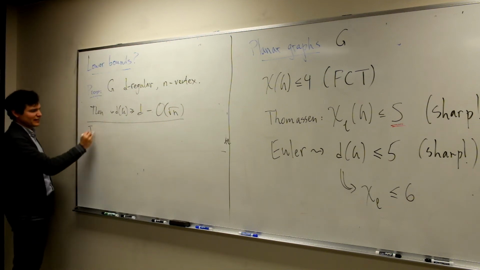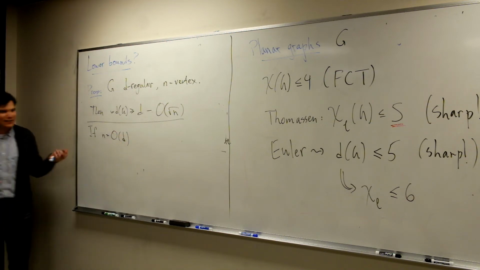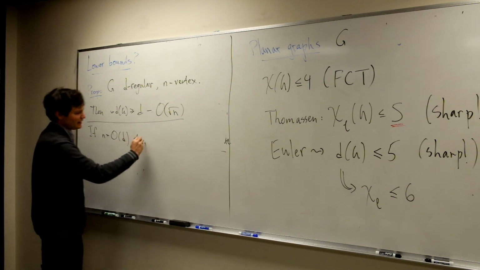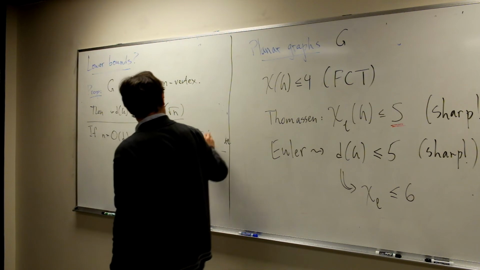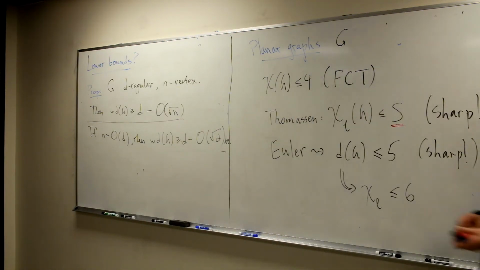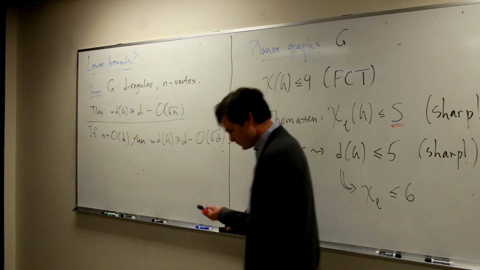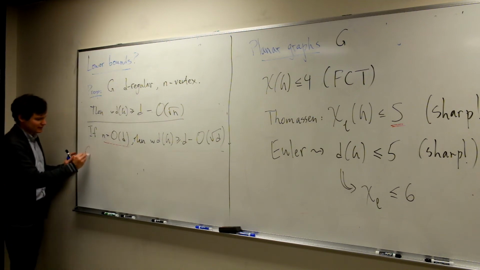as a corollary of this, if n is just something that's linear in d, which could happen, this is how many vertices you need to have a d-regular graph, then the weak degeneracy is at least d minus something like root d. So for smallish regular graphs, you cannot save more than something like root d total. And actually, we have a conjecture that this assumption is not needed.